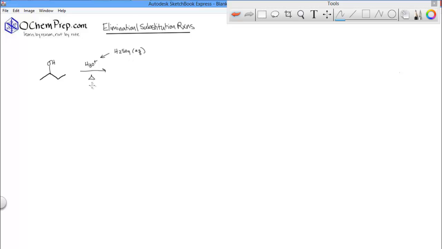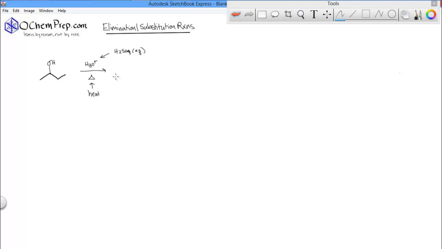In my class, to give a signal to my students, I say heat, because we're going to drive off the water. We're going to eliminate water here. So that little triangle means heat. And I use H3O+ because I like to use it in my mechanisms. When you're doing a mechanism with H2SO4, it's the H3O+ that does the reacting.